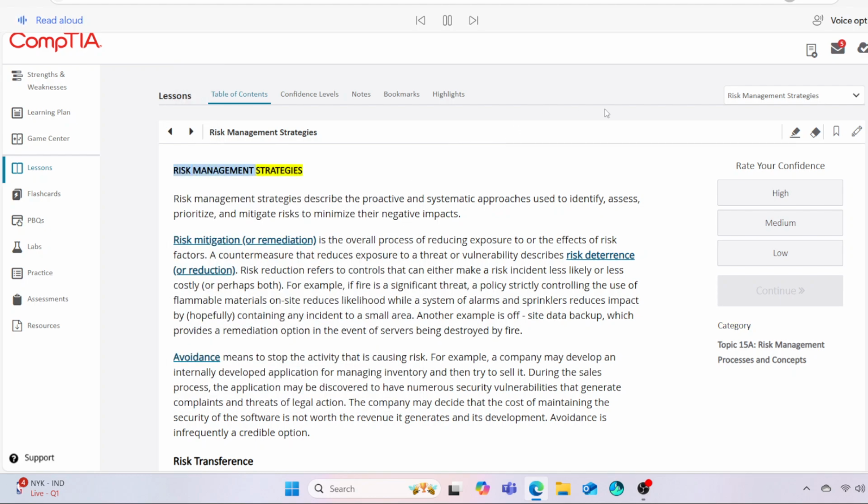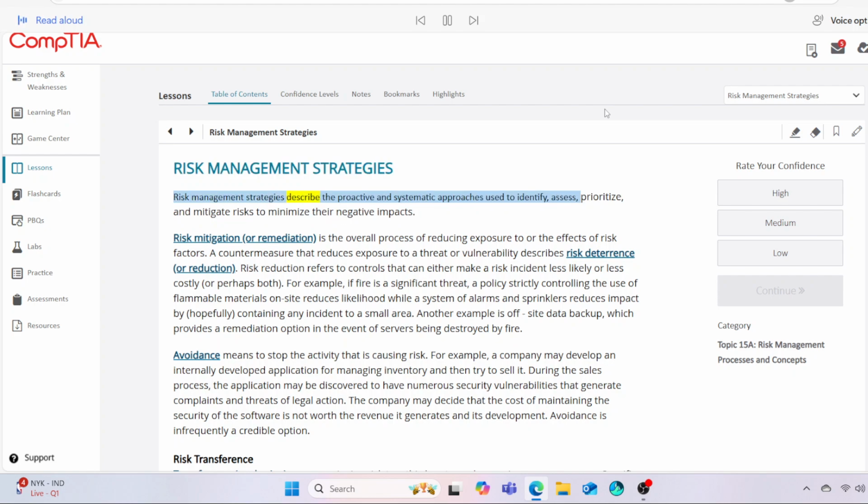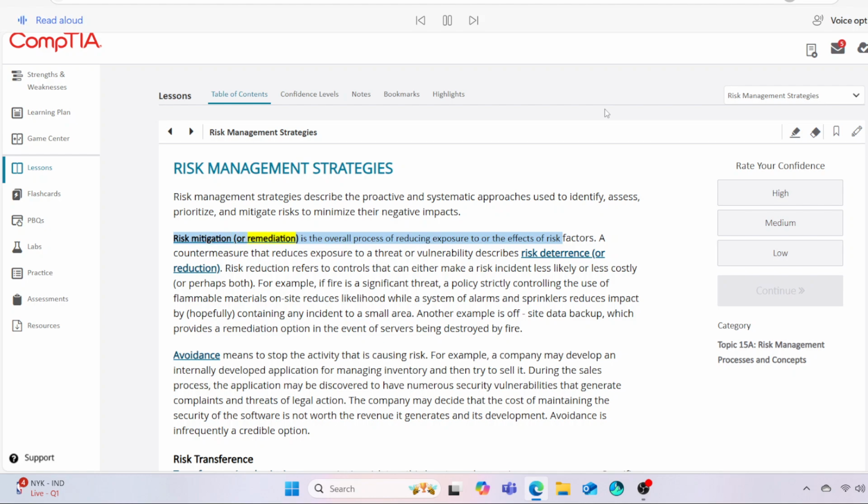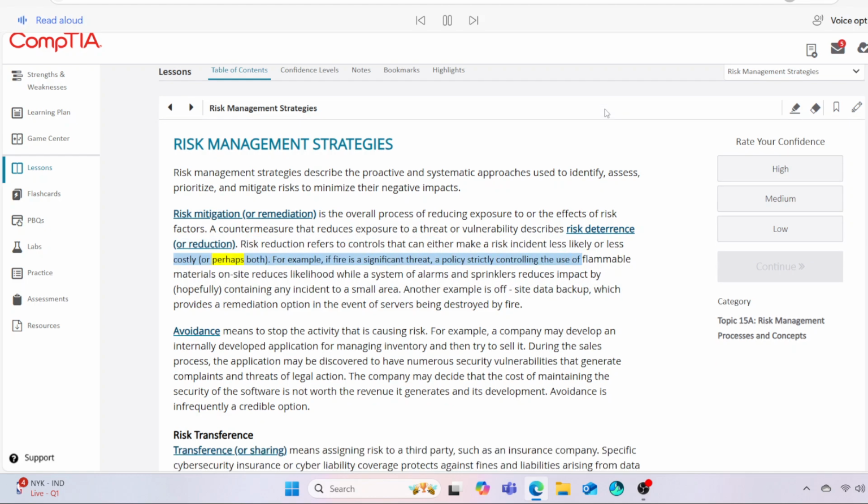Risk management strategies. Risk management strategies describe the proactive and systematic approaches used to identify, assess, prioritize, and mitigate risks to minimize their negative impacts. Risk mitigation or remediation is the overall process of reducing exposure to or the effects of risk factors. A countermeasure that reduces exposure to a threat or vulnerability describes risk deterrence or reduction. Risk reduction refers to controls that can either make a risk incident less likely or less costly, or perhaps both.